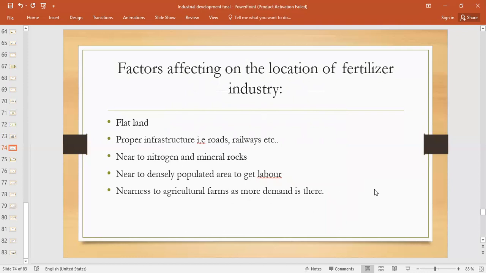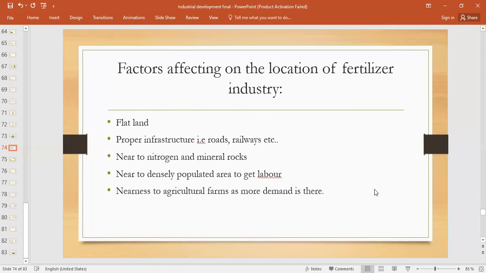First and foremost, why are these located in Upper Sindh, Lower Punjab, Upper Punjab and KPK? Because if we talk about the Indus Plain, the flat land is available, right? Another factor is the proper infrastructure. As we know, these areas, the Indus Plain and KPK, are well connected through a road network especially, and the Indus Plain is connected through a railway network also, right?